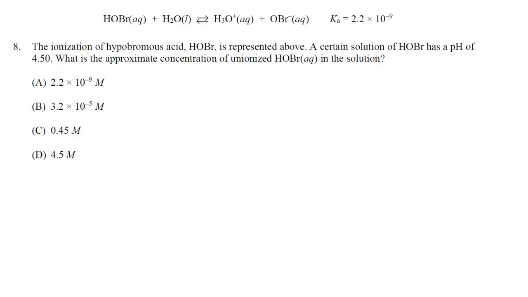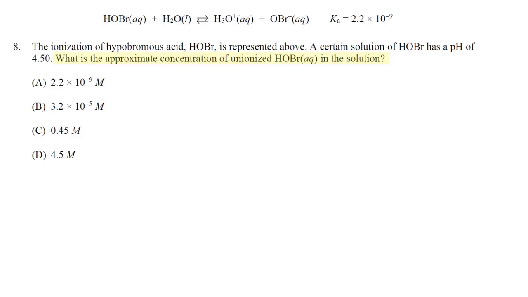Now this is behaving as an acid. You can see that the equilibrium constant is labeled as Ka, and that is equal to 2.2 times 10 to the negative 9. So HOBr is classified as a weak acid. Now this question goes on to say that a certain solution of this hypobromous acid has a pH of 4.50. And the question is, what is the approximate concentration of the unionized HOBr in the solution?